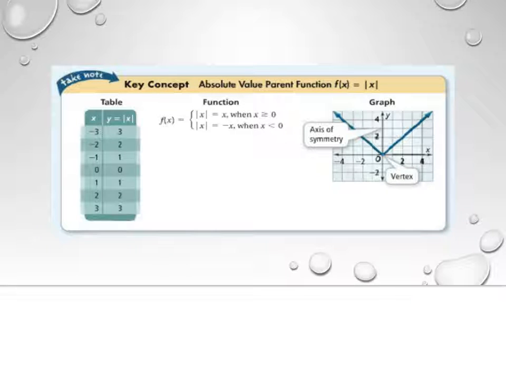All right, so this is basically just giving us a little bit more information about the parent absolute value function. Our vertex will be centered at 0, 0. The axis of symmetry, and remember, the axis of symmetry is what splits our graph in half into two symmetrical pieces. Our axis of symmetry here would be x equals 0. And then we're given the following table just to show us that when we substitute any value in, we'll get positive outcomes.